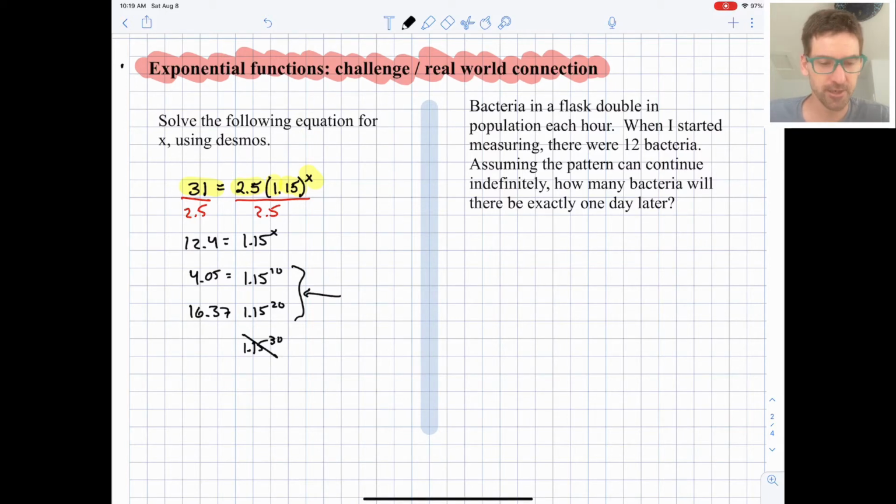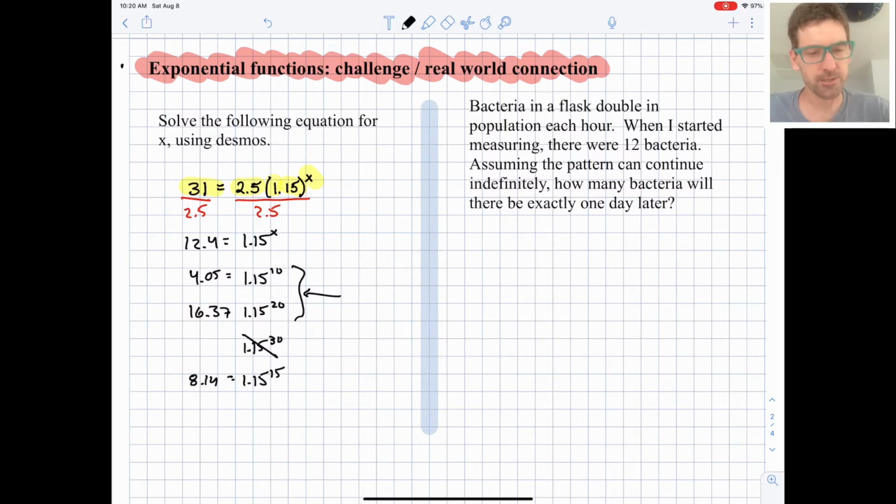Let's try 15 years. 1.15 raised to the 15 is 8.14. So my guess is it's going to take maybe 17 or 18 years in that money example, or just x should be about 17, 18, 19, somewhere in there.